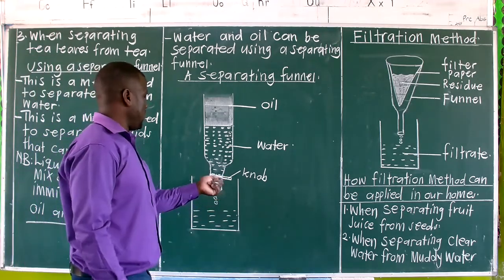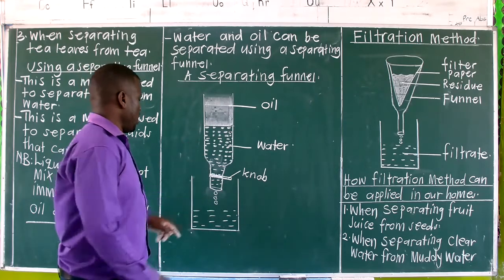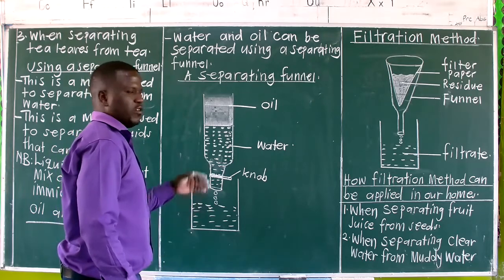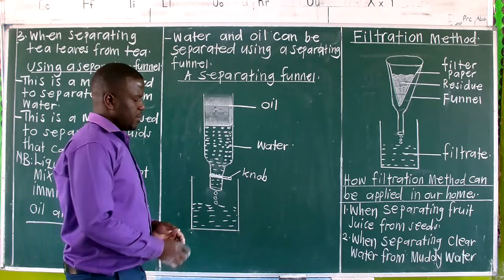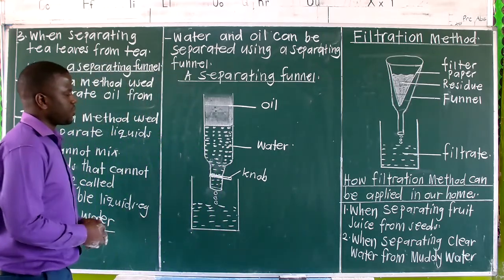Then you open. After opening, the one that is at the bottom will be collected first. Then after collecting, you put another container and you also collect that one. So this is what we call a separating funnel.